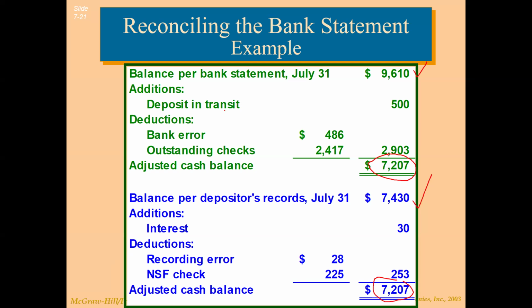Like the bank deposit is added, and bank error is adjusted whether it is a positive or negative figure, and outstanding checks are deducted, which is already discussed in the statement. In the same way, for the depositor's record, the balance is given to you, the interest you are getting from the bank is added, and the not sufficient fund penalty is deducted. Penalty is sometimes given separately, and recording errors are also subtracted.